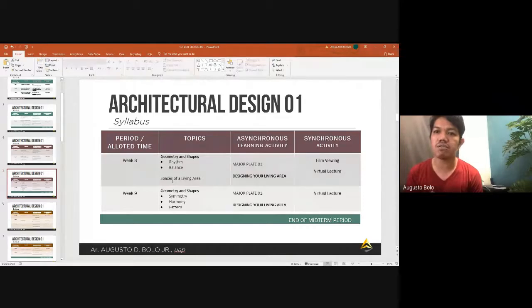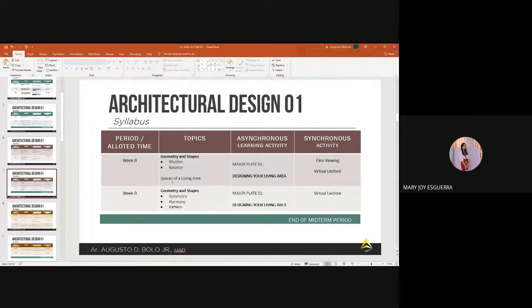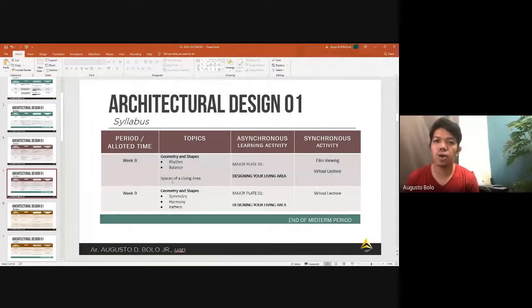You will be using your tracing paper sa major plate, not on the learning activity. On the learning activity, I usually ask it to do in sketchpad, bond papers lang. For major plate, yun yung tracing paper. Okay po, sir. Thank you po. Alright. So, wag ma-pressure na kailangang bumili na. Wag muna. Relax lang. We have still time to gather all your drafting tools one at a time. Okay?